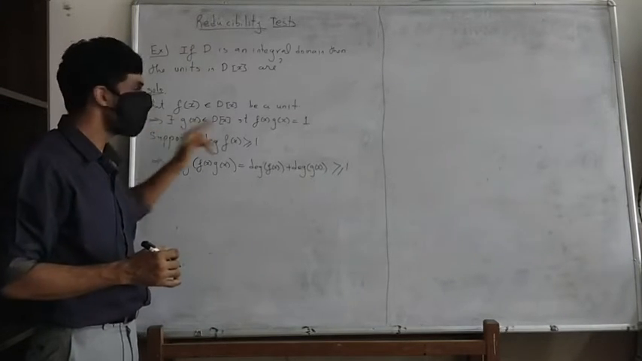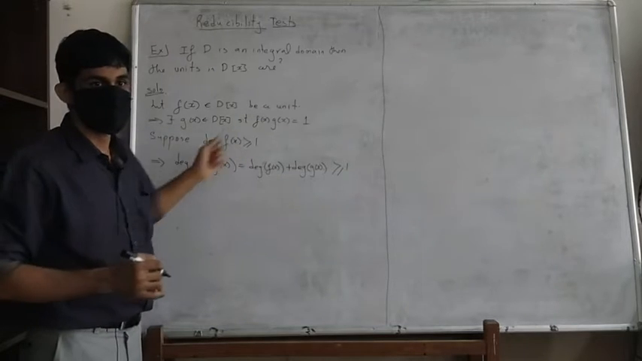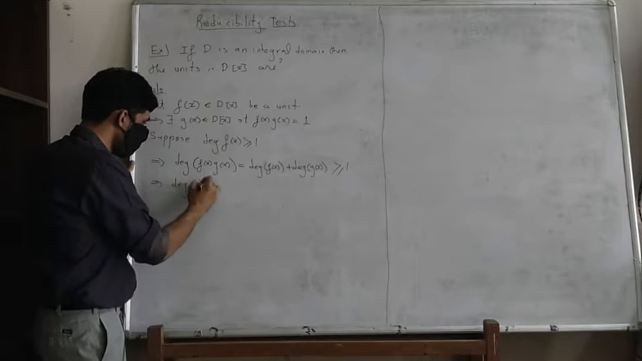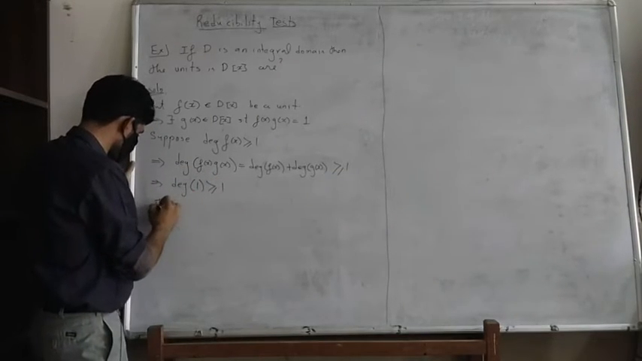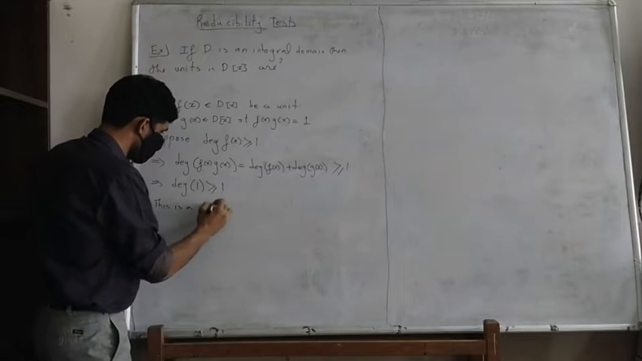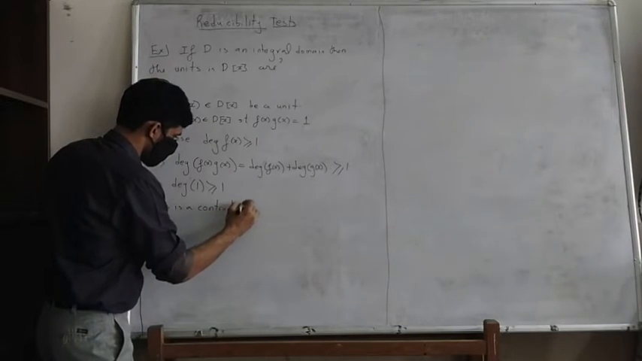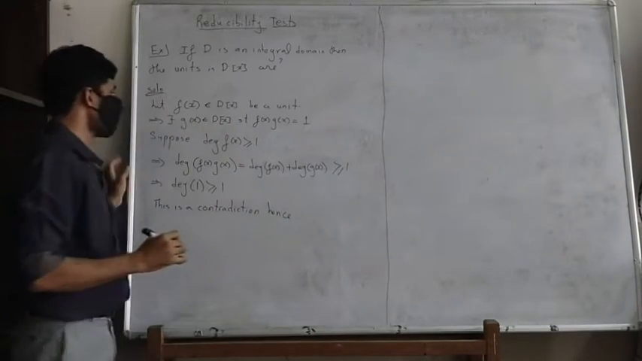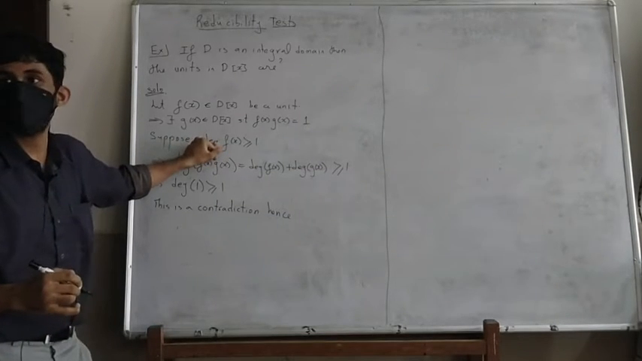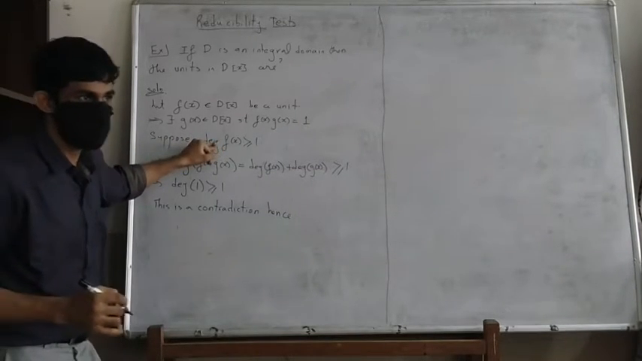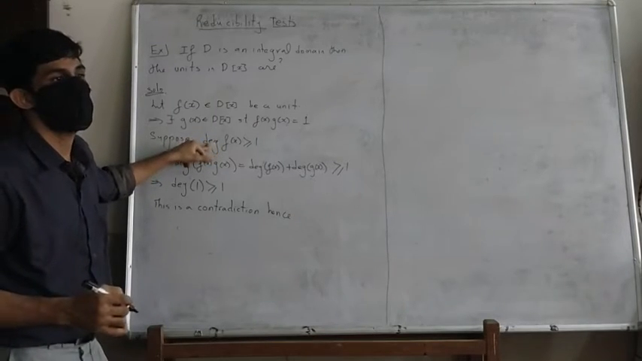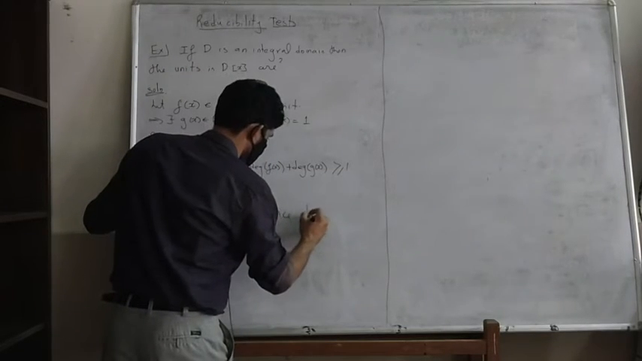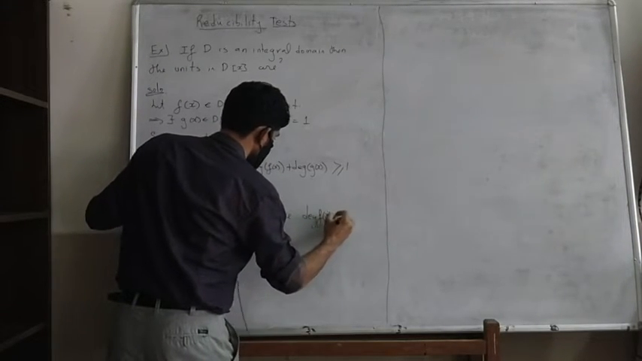The constant polynomial has degree 0, right? So I've got a contradiction here. This means that the degree of 1 is greater than or equal to 1, which is a contradiction. And what are we contradicting? The assumption that the degree of f(x) is greater than or equal to 1. So what does it mean? The degree of f(x) has to be 0. It has to be a constant polynomial.